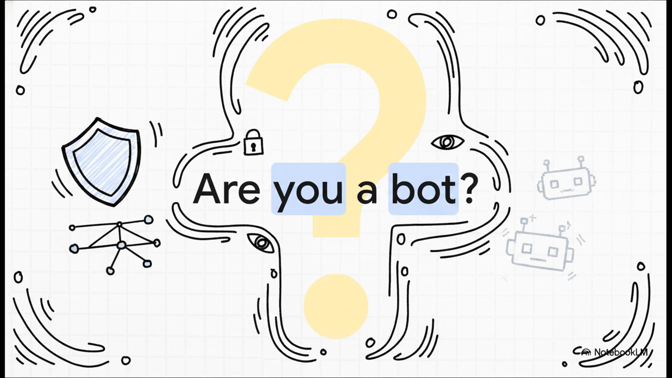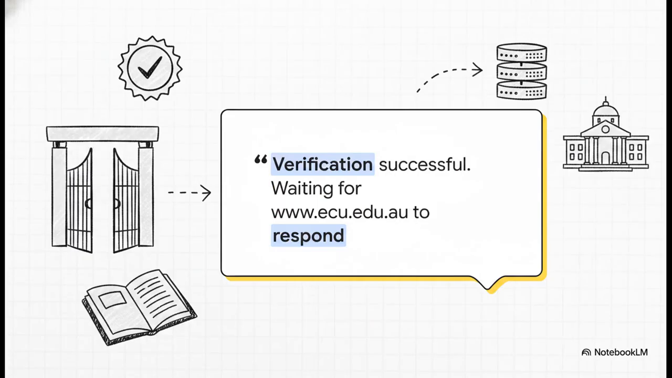The entire architecture of the screen, the required tech, the tracking IDs, the invisible defensive perimeters, all of it existed solely to answer one seemingly simple question. Are you a bot? And here is the satisfying resolution pulled straight from our source text. Verification successful. Waiting for www.ecu.edu.au to respond. The invisible gates have finally opened. The security service has officially stamped your digital passport.